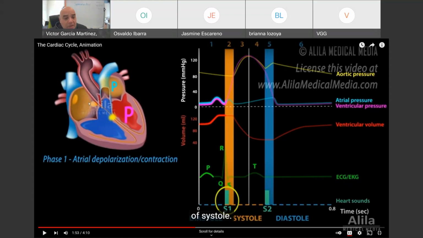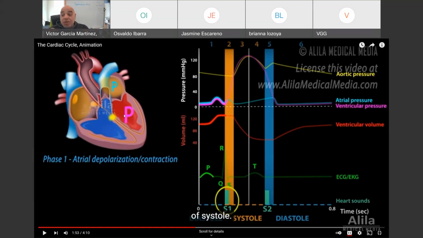And by the way, remember, we have both sides doing the same thing at the same time. Then the right atrium is expelling blood from the atrium to the ventricle, and the left side is going to be the same. And the moment when you have a lot of pressure in your atria, you're going to open your valves, the AV valves. Remember, on the right side is going to be the tricuspid. On the left one is going to be the bicuspid or mitral, in order to eject that blood into the ventricles.